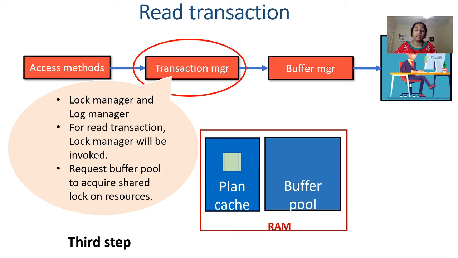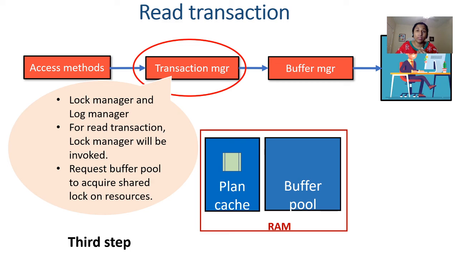of it. And then it will request the buffer manager to put a shared lock on the resources it needs to process the query. Now why shared lock? Because this is a read transaction, and if we put a shared lock, we do not want it to block any other transaction, right? For the shared lock, other transactions might happen at the same time, so it can share. So that's the reason for the shared lock.